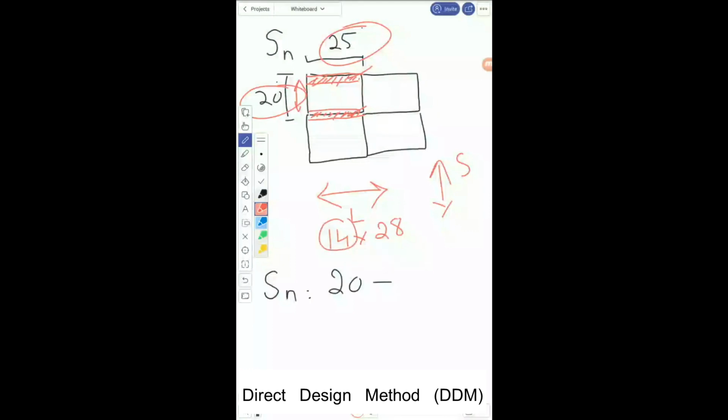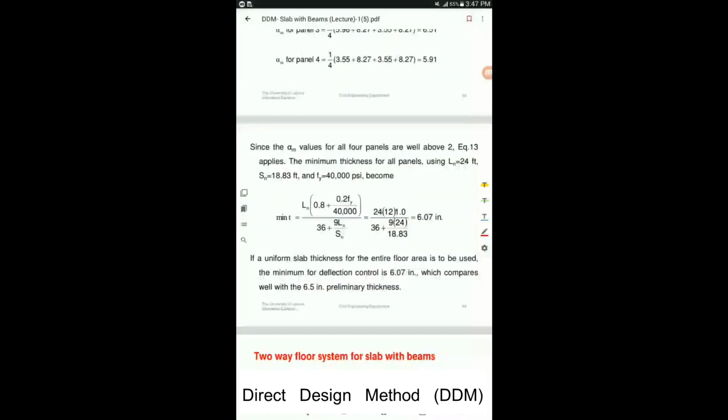So the answer will be 20 feet minus 14 by 12. By 12 I have converted these inches, and the answer will be equal to 18.83 feet. So both these values have been shown here. Ln is equal to 24 feet and Sn equals 18.83.